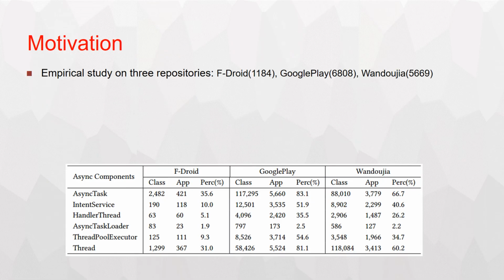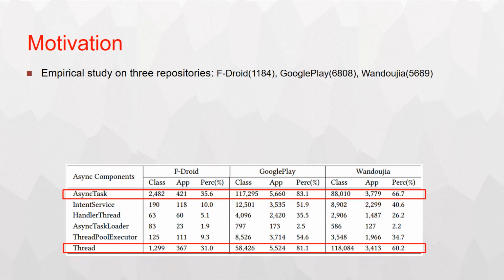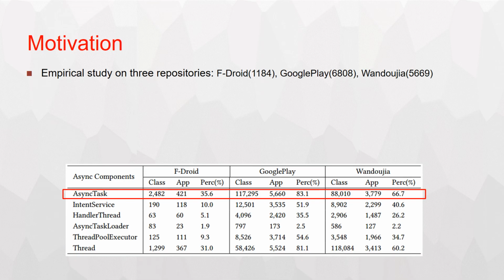Well, to answer the question, we conducted an empirical study on real-world applications. The result is shown in the table. We counted the use frequency of 6 async components on apps from 3 different repositories. F-Droid is an open source store. Google Play and Wandoujia are commercial stores. Obviously, the use frequency of thread and async task are much higher than REST components. Thread is not Android specific, so we focus on async task.